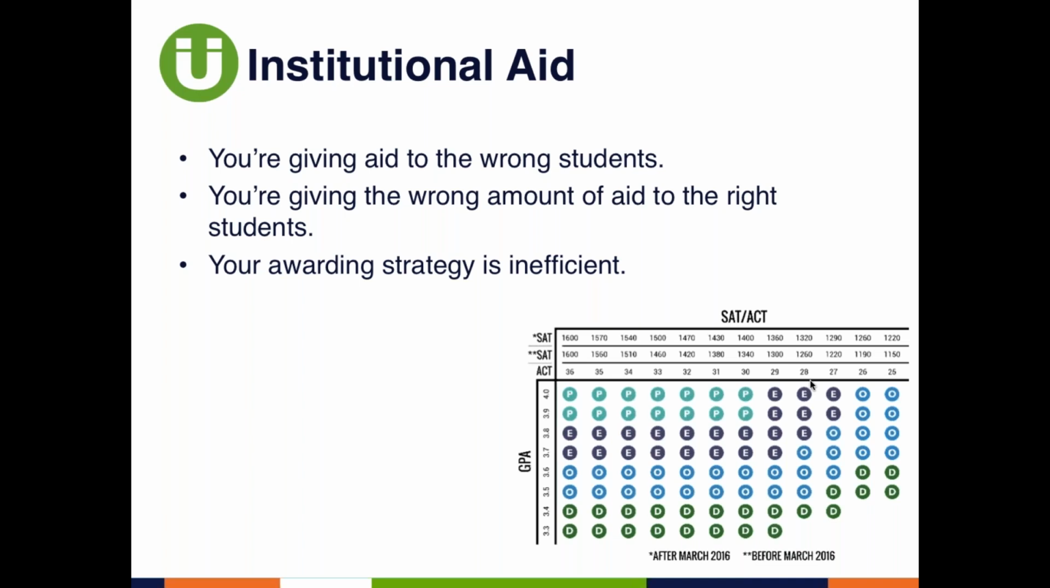So there might be that student that really, really wants to come there, but just an extra $500 or $1,000 or $1,500 would really make the difference. And that's where you begin to see that variance spread out, and you begin to award at the individual level so that it's optimized. It's as efficient as possible. Every dollar is going to maximize that student's likelihood of enrollment.